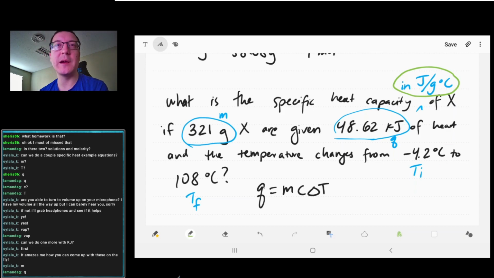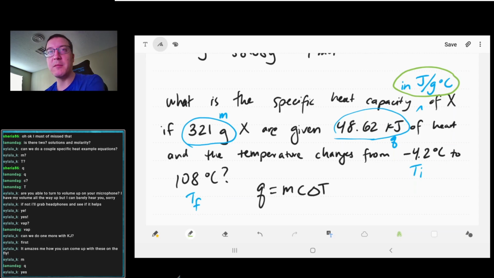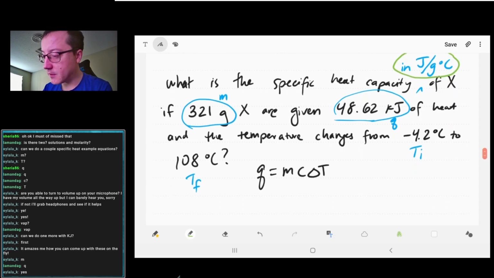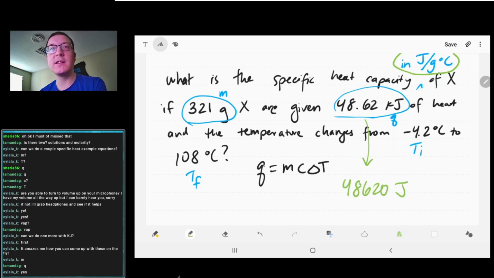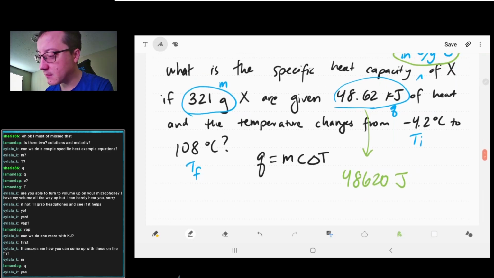Does that make sense why we would want to do that? We could find our specific heat capacity in kilojoules per gram degrees Celsius and then adjust. Doesn't matter. I would rather just do it at the front. That's preference on my end. So this one should just be multiplied by 1,000 if we want to get regular joules out of it. So remember, kilo is times 1,000.